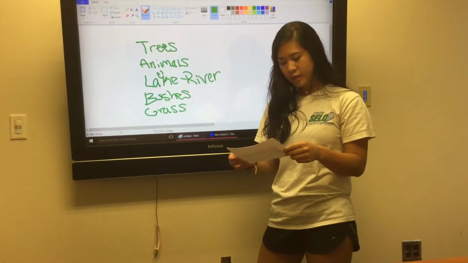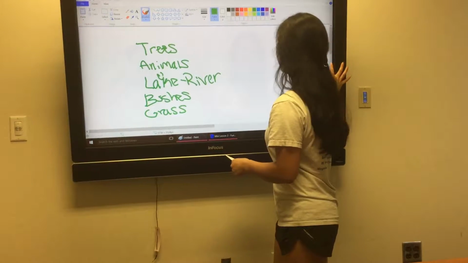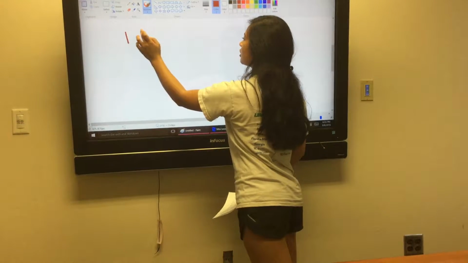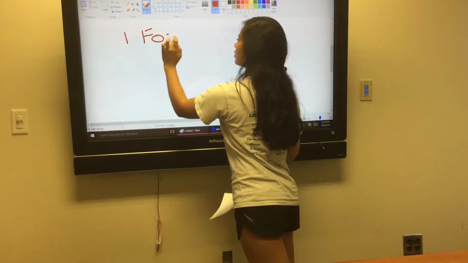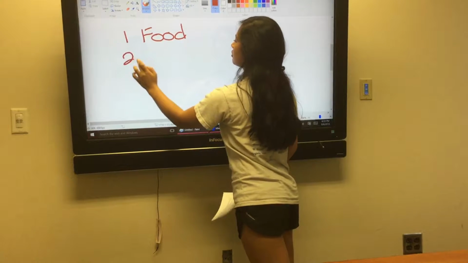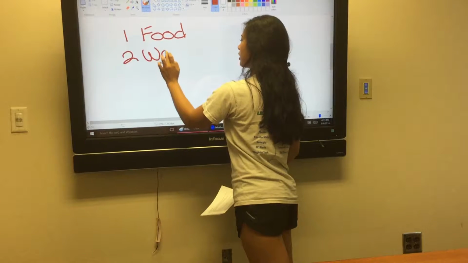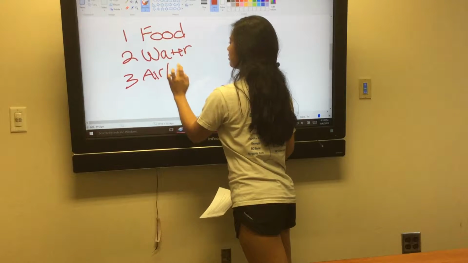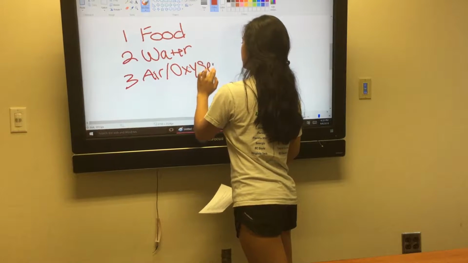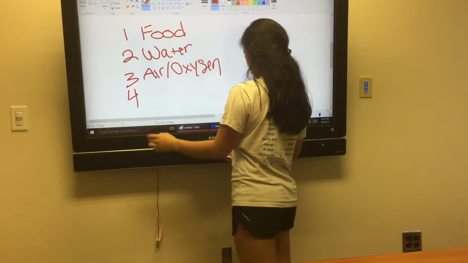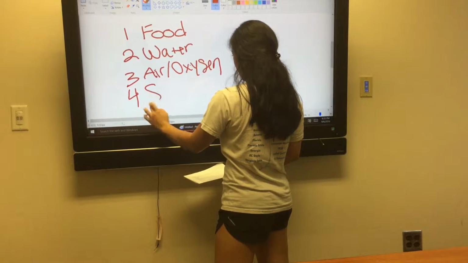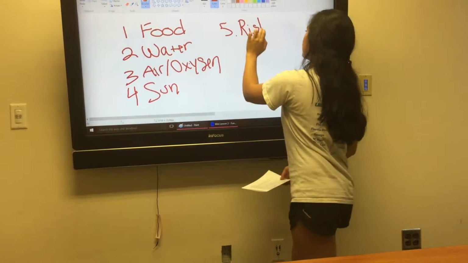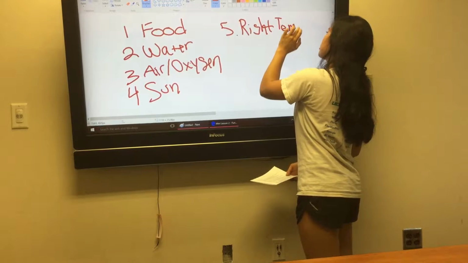So they work together. For living things like us, we need 5 essential things to survive, which is 1, food. I'm guessing because you guys get hungry. Yep. 2, water, 3, air or oxygen, 4, sun, and 5, the right temperature, because we can't be too hot or too cold, or else we'll be thrown off balance.